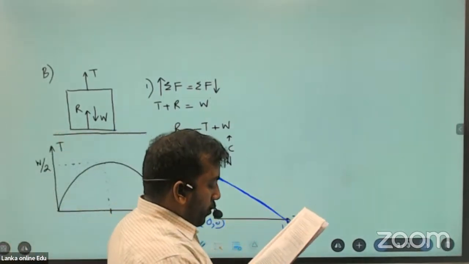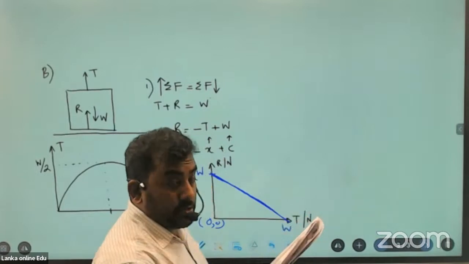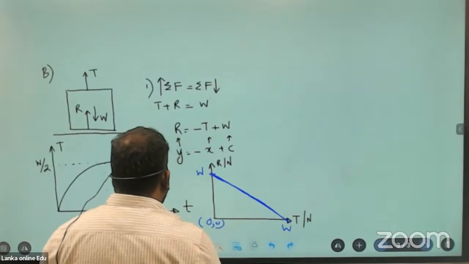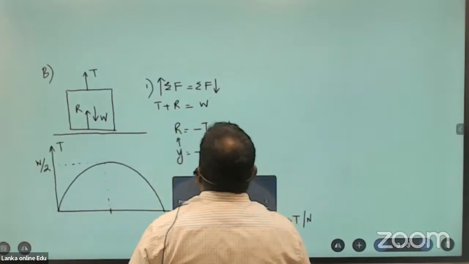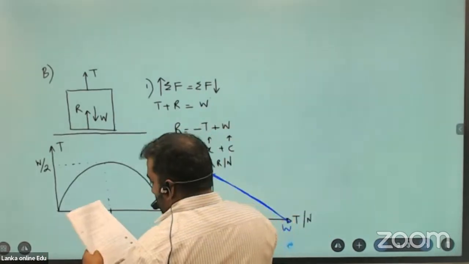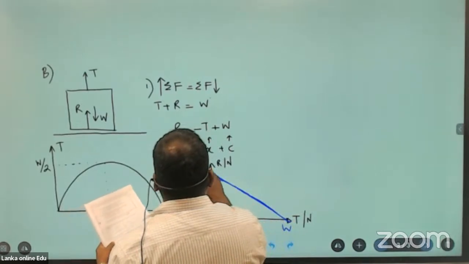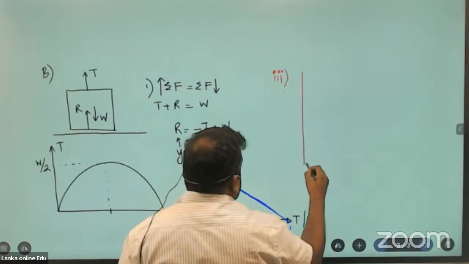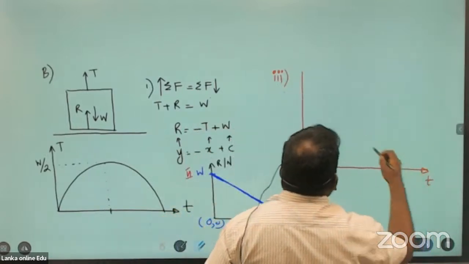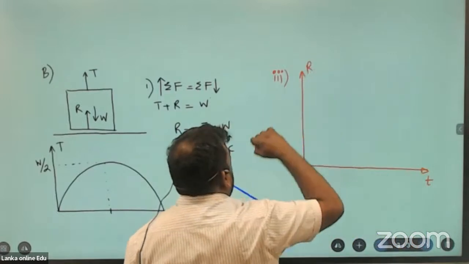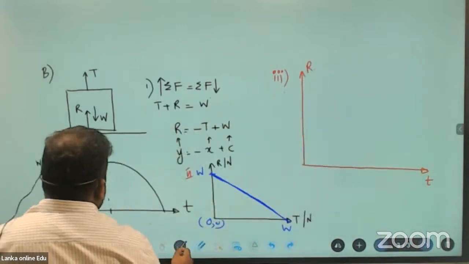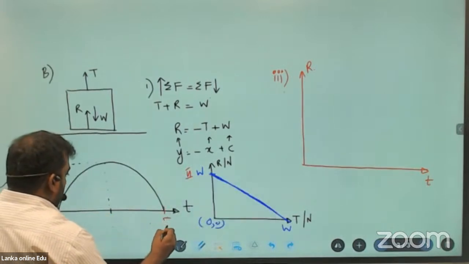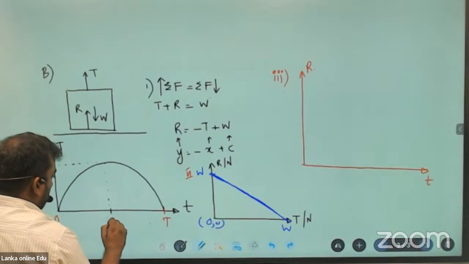Tensile force varies with time as shown. Draw the variation of R with time. So this is Roman number 3, how reaction force varies with time. You can solve it very simply. I'll take this 0, I'll take this maximum T. Let's say symmetrical somewhere like T over 2.